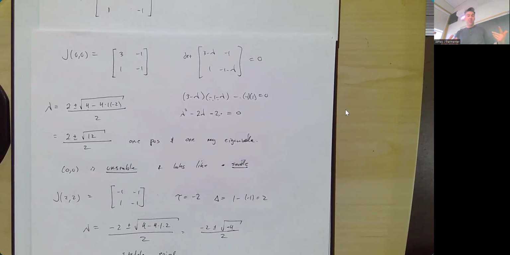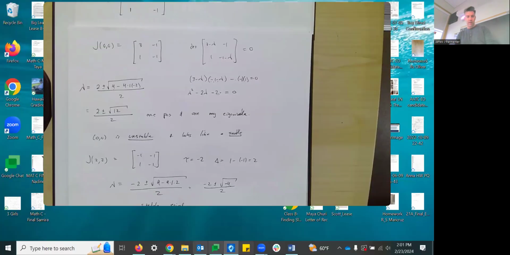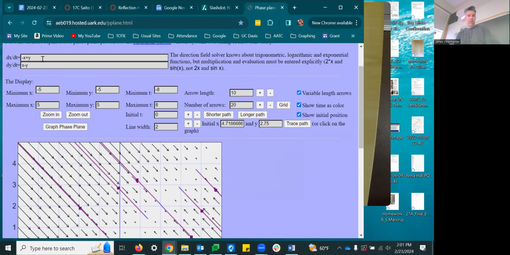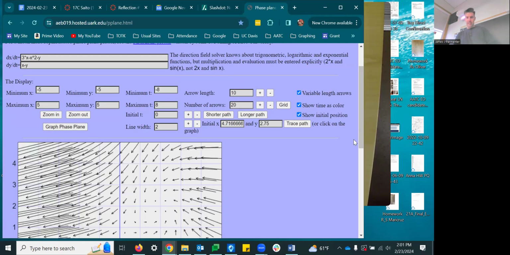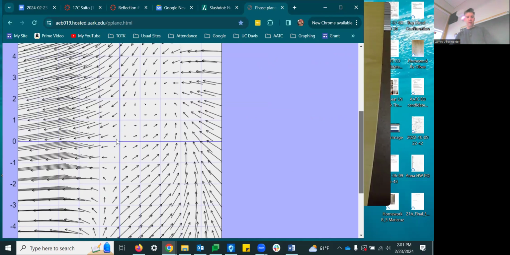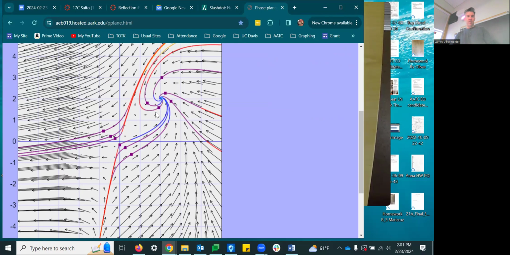Now, just so you can see what this looks like, because I do think it looks kind of cool, let's take a look real quick and go back to our thing here. So if I plot this, my differential equations were 3 times x minus x squared minus y, and then the other one's going to be x minus y. Awesome. And if you graph it, ooh, that's neat. So near 0, 0, we have kind of saddle-y behavior. But near 2, 2, we have stable spiral behavior. Cool. I think it's really neat.